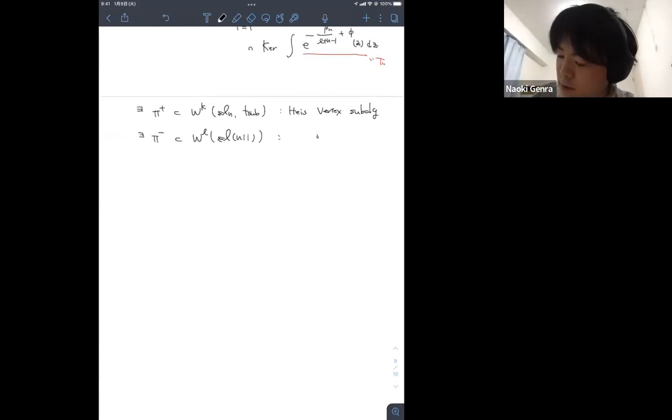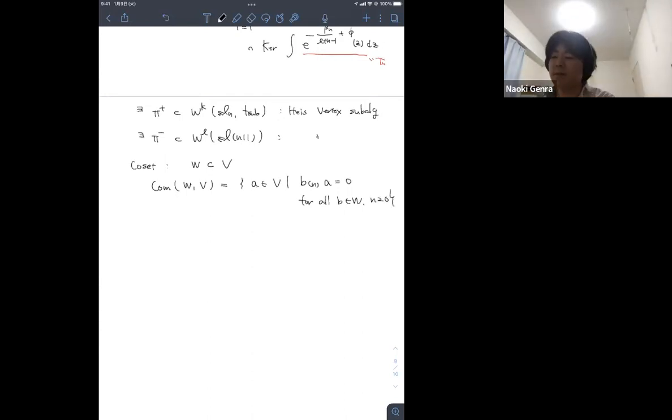And we consider coset. We want to consider coset. Coset means if W is a vertex subalgebra of V, then we can define the coset or commutant of W in V. This is defined by the A in V such that B_(n) A equals zero for all B in W and n greater than or equal to zero. Okay? So this means all elements annihilating the action of W's vertex operators.